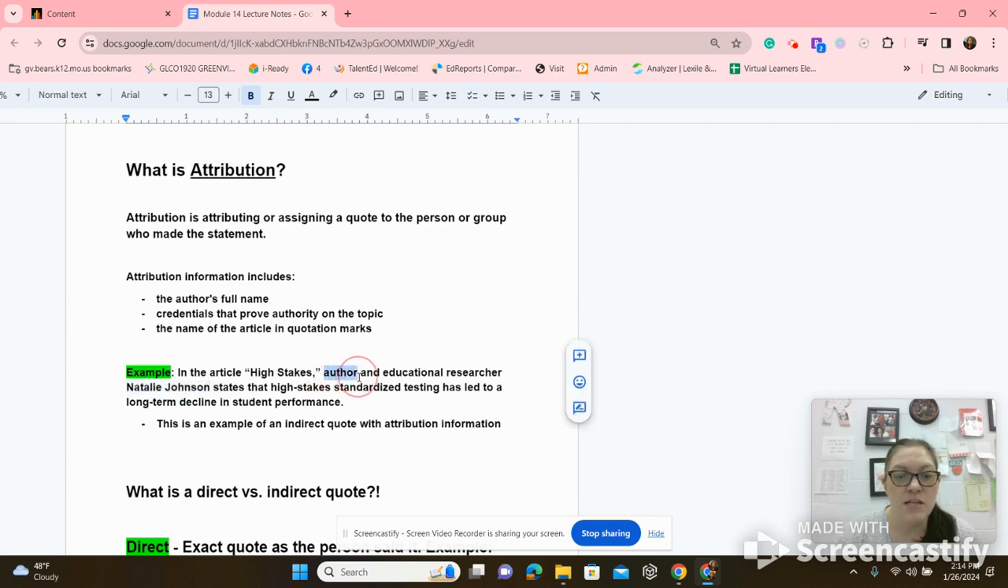credentials, which I put that she's the author, but also an educational researcher, because not just any author. Anyone can be an author, but the fact that she's also an educational researcher shows that she might have more authority in this area in order to be able to quote her or use her as reliable evidence.